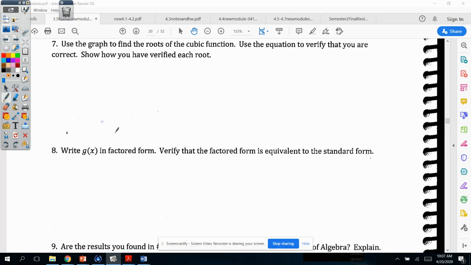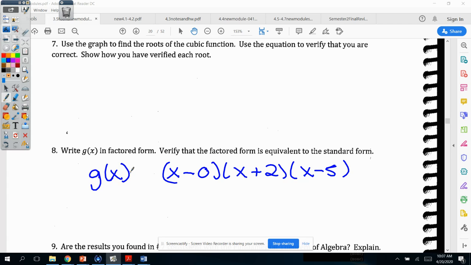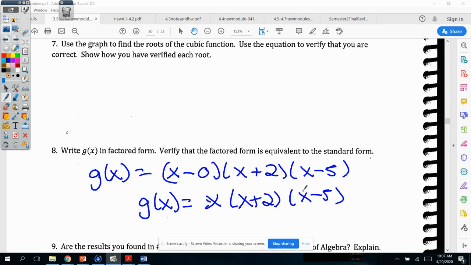Okay, so after that, they're asking us to write it in factored form. So now that we know the roots, you can write x minus the root to get factored form. So it would be x minus 0, x minus -2, which would be a plus 2, and an x minus 5. But we don't usually write things like this with the x minus 0. So it would just be x plus 2, and x minus 5.